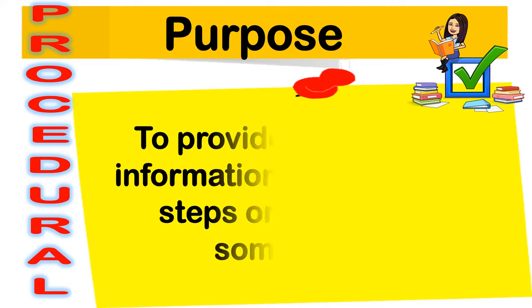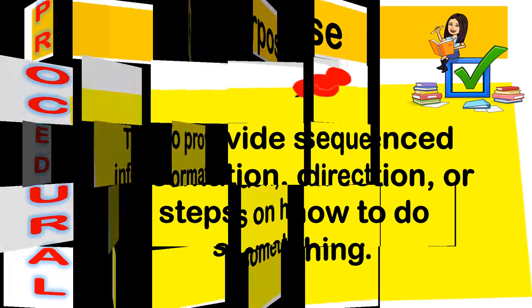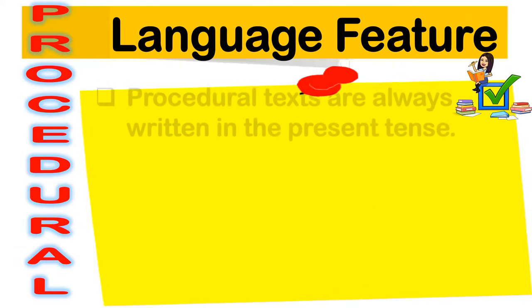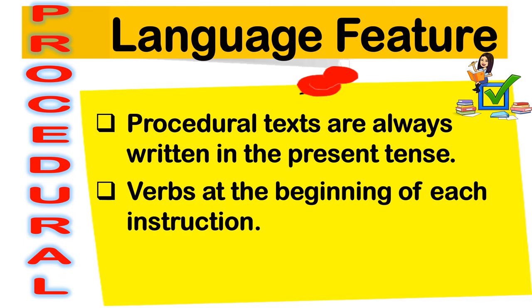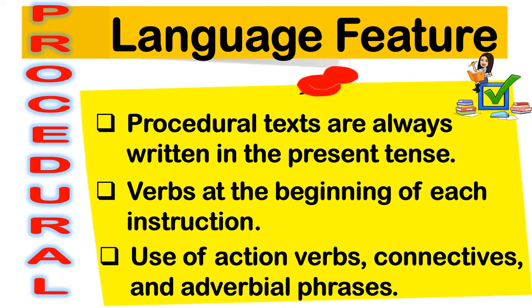Purpose. To provide sequenced information, direction, or steps on how to do something. Language feature. Procedural texts are always written in the present tense. Verbs at the beginning of each instruction. Use of action verbs, connectives, and adverbial phrases.